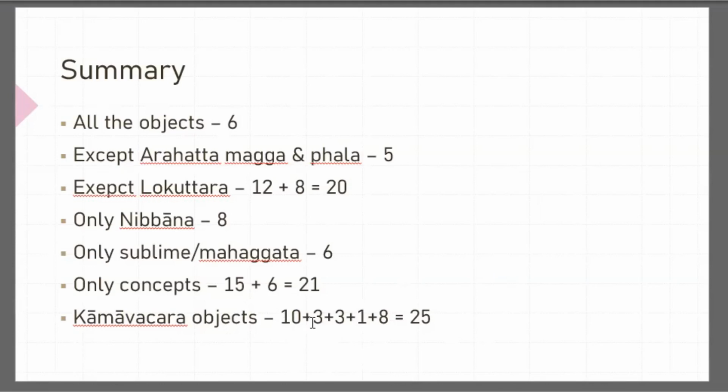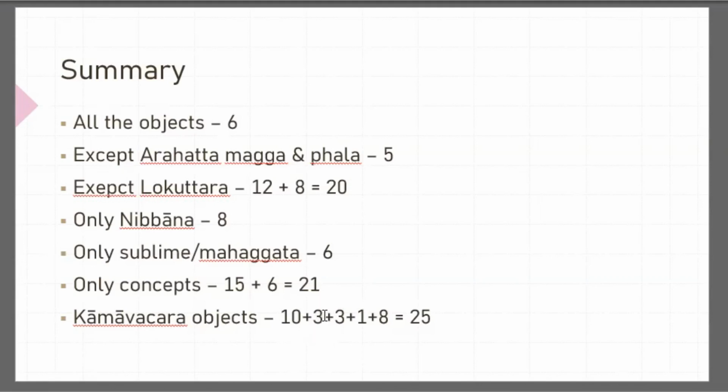10 means the Pancha Viññāna. 2 Chakkhu Viññāna take only present visible object. 2 Sota Viññāna take only present sound object. 2 Ghana Viññāna take only present smell object. 2 Jivha Viññāna take only present taste object. 2 Kaya Viññāna take only present tangible objects. So there are 10. After that, 3 means Manodhatu.